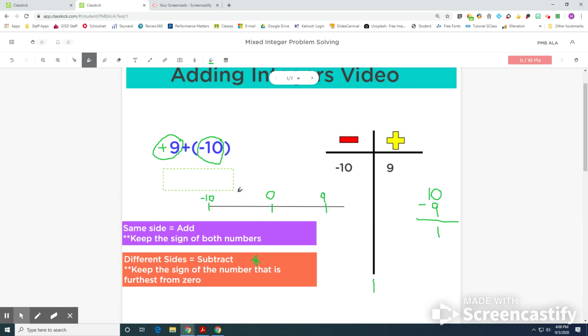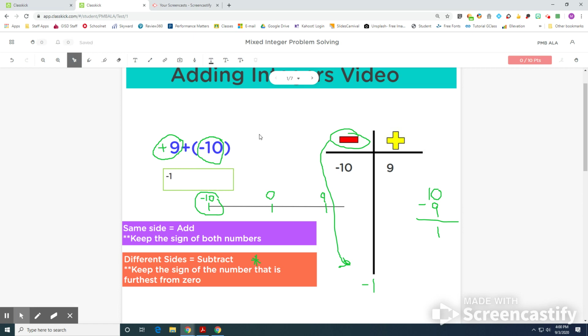It's pulling more. And so that means that we're going to keep the negative sign from negative 10, and we're going to apply that to our answer. So it's supposed to be an arrow. So this is negative 1. This is our final answer here. And I'm going to type that in the box underneath the problem, negative 1.